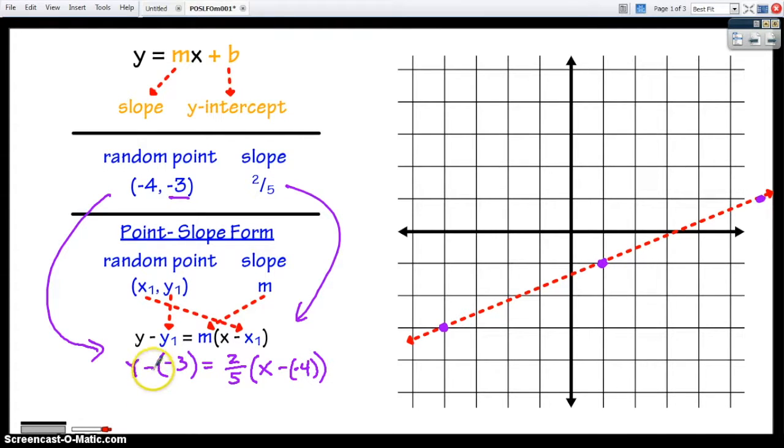And just to clean this up a little bit, minus and negative, we know that's really just plus, so y plus 3 equals 2/5 times parentheses x, and then minus a -4 is really plus 4. Alright, so this is a real quick introduction into how to graph when you're given just some point and a slope, and how to put it into an equation that describes the line in what's called point-slope form.